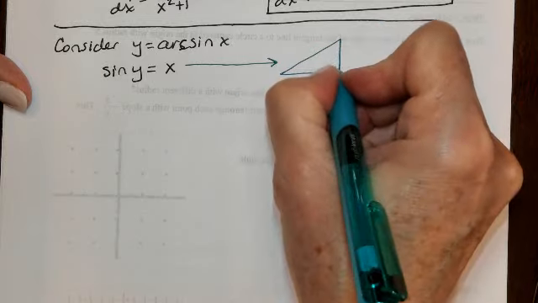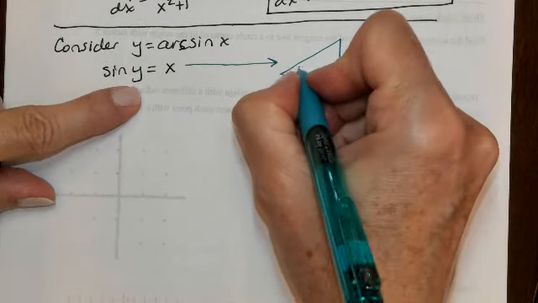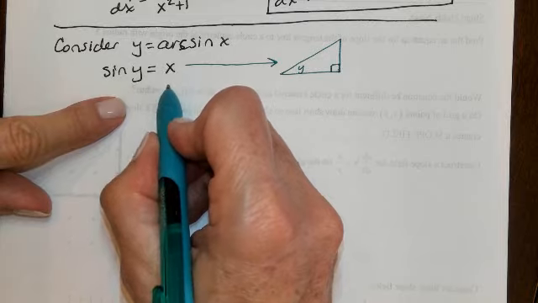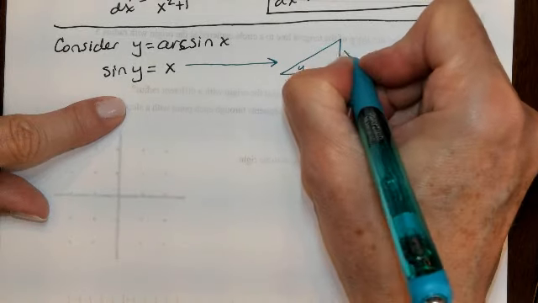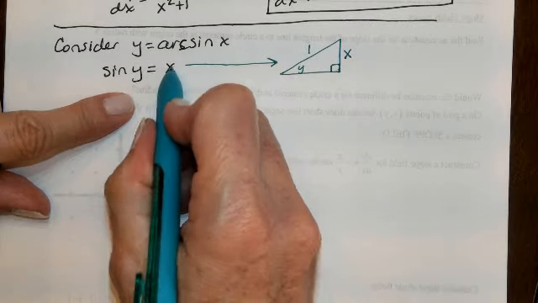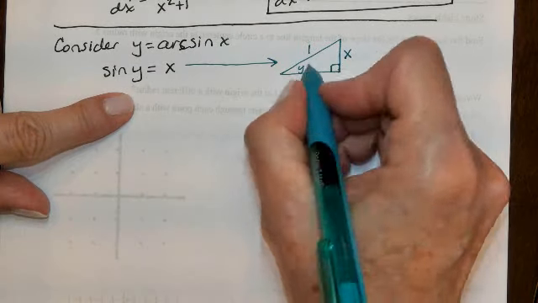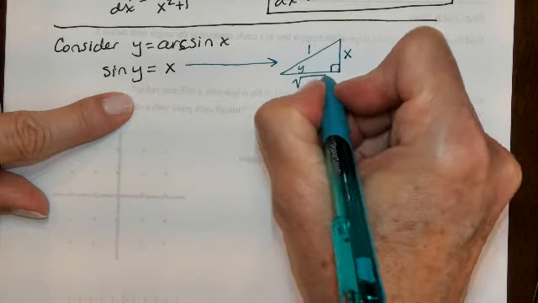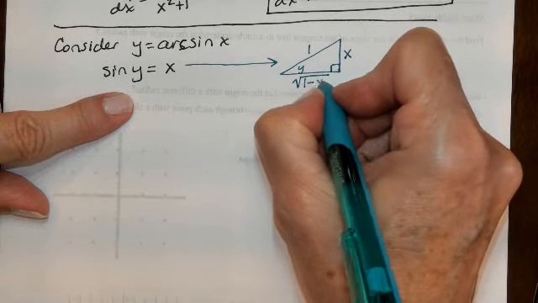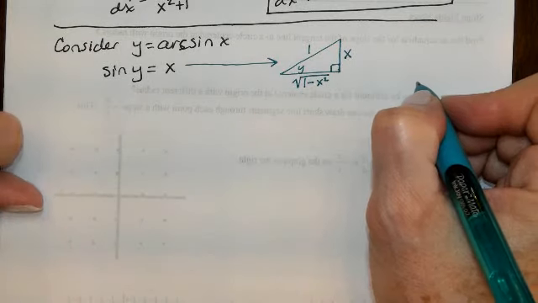So for sine, we use a right triangle. Y is the angle. Now sine is opposite over hypotenuse. So this time the x is the opposite. The 1 will be the hypotenuse because this is x over 1, right? Therefore, by Pythagorean theorem, this side will be the square root of 1 minus x squared. Okay?